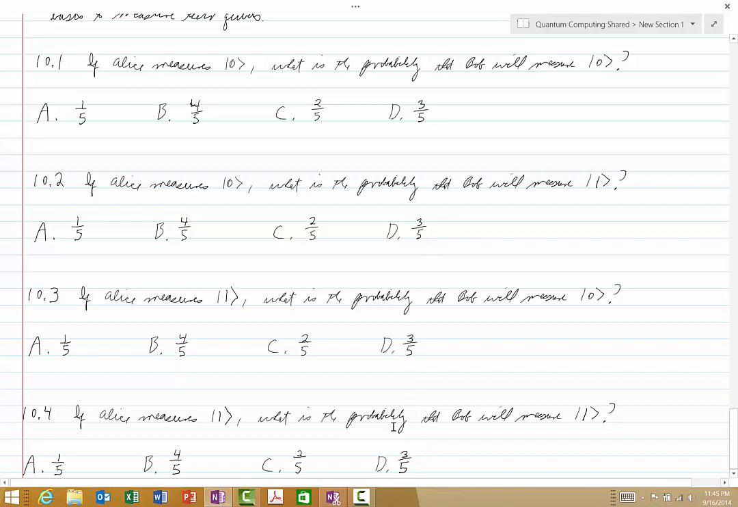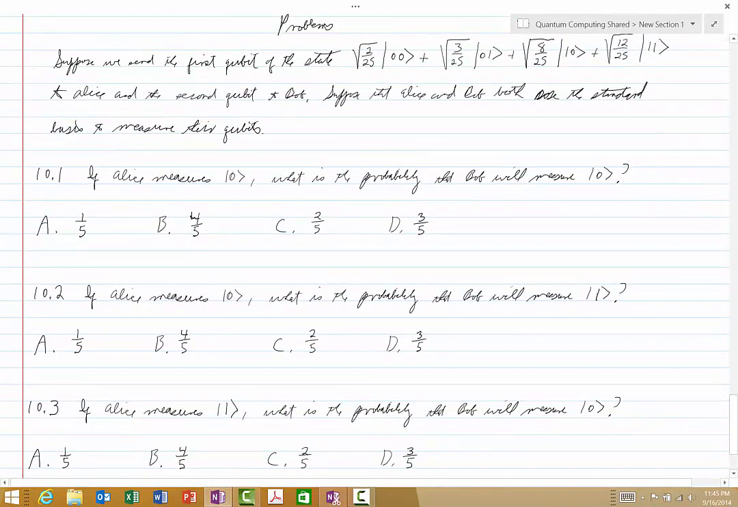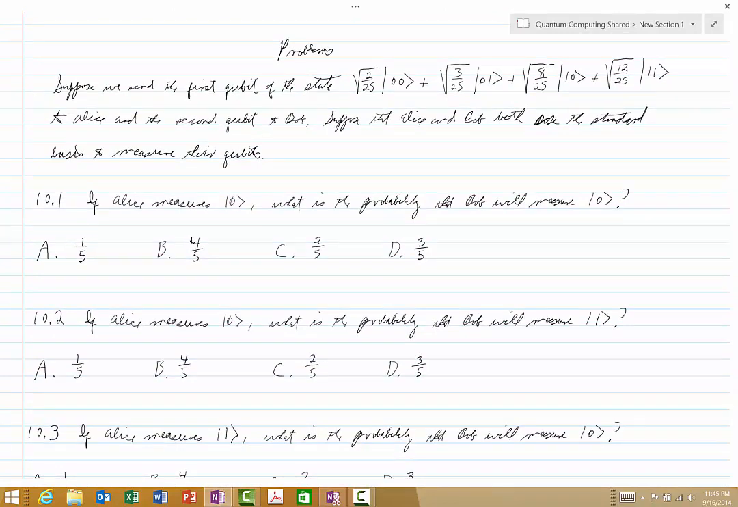So those are the 4 questions, the 4 in-lecture questions for Lecture 10. And then I'll go ahead and give you a hint as to what I'm going to do in class. In class, I'm going to give you exactly the same kind of problem, but with a different state. And once again, I will ask you about probabilities like this.